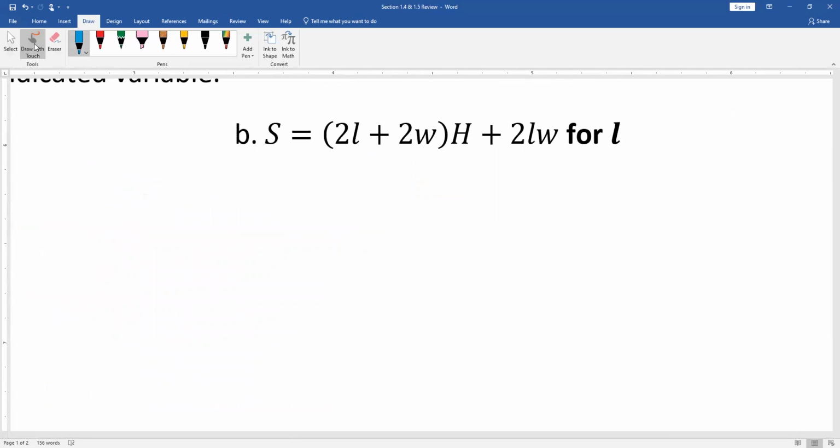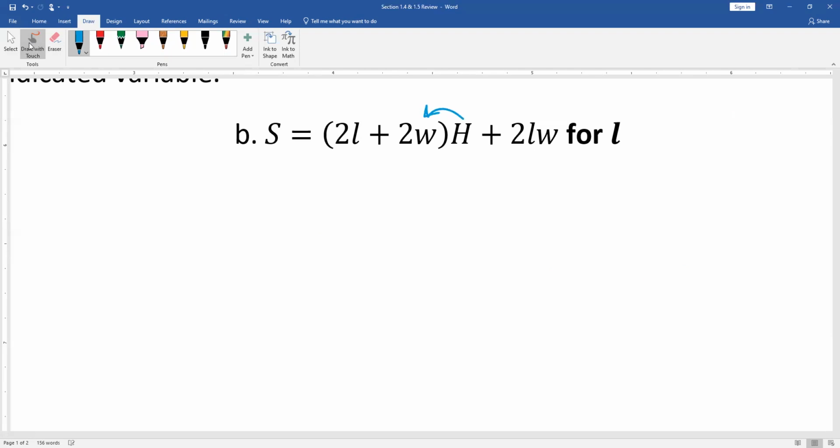The one thing you need to remember is that for this one, because we're isolating L and we have L right here inside of a parentheses, but we also have it outside of a parentheses. So we're going to need to distribute the H into the 2L plus 2W. Then we're going to need to distribute out the L from the two expressions that contain it in order to isolate it completely. So let me show you what I'm talking about here.